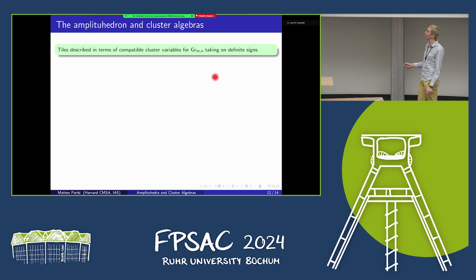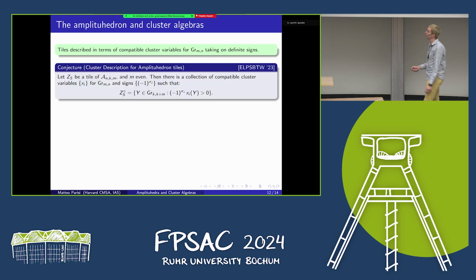So the main idea is that tiles can be described in terms of compatible cluster variables on the Grassmannian m, n that take some definite signs. Under the previous correspondence, cluster variables in the Grassmannian m, n can be thought of as functions on the amplituhedron, and that's what we're going to use.